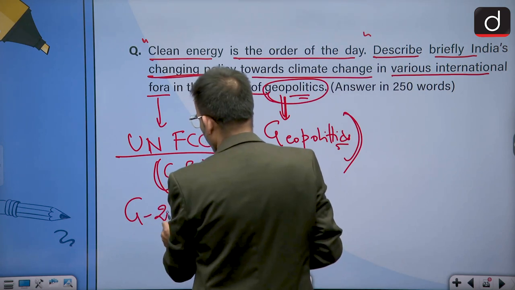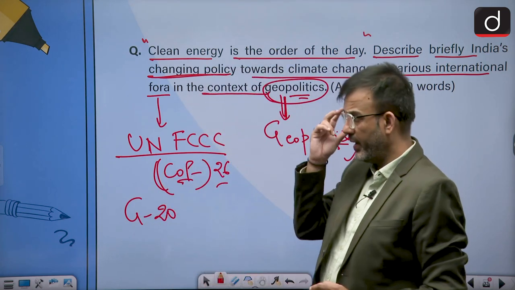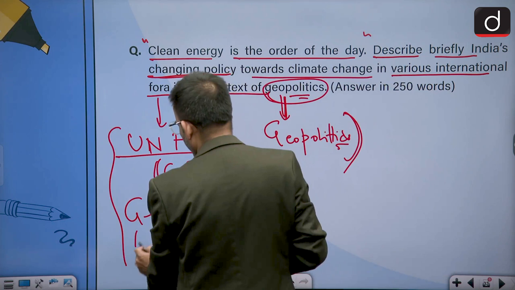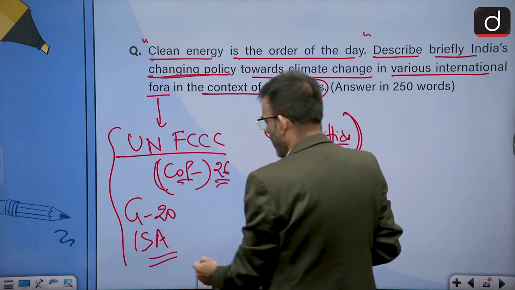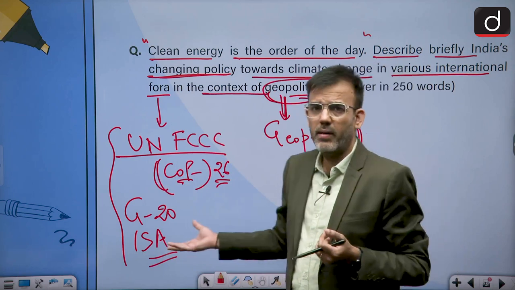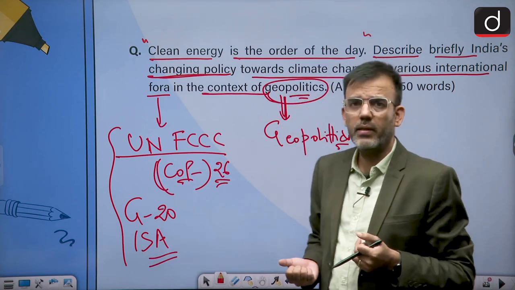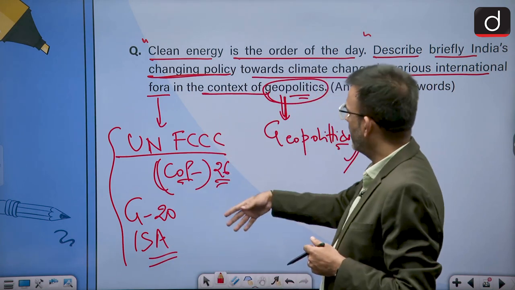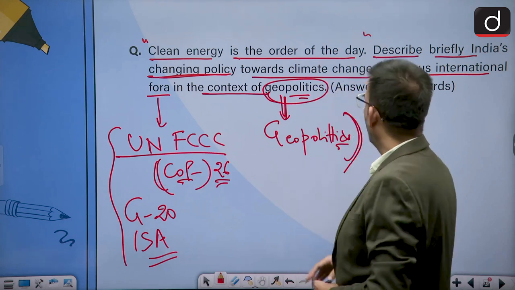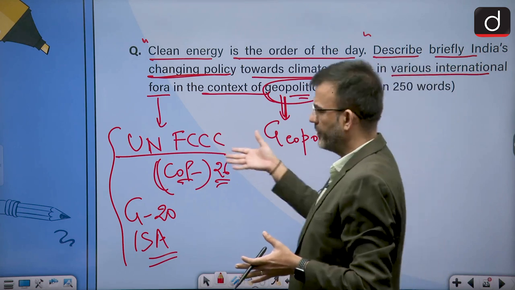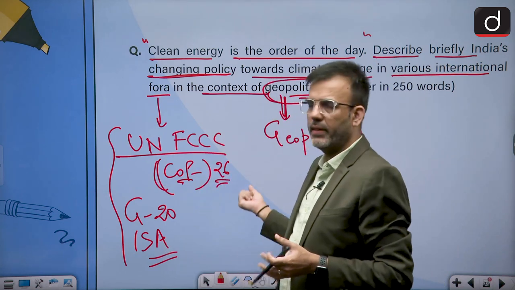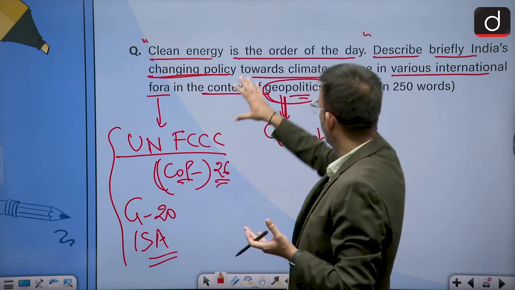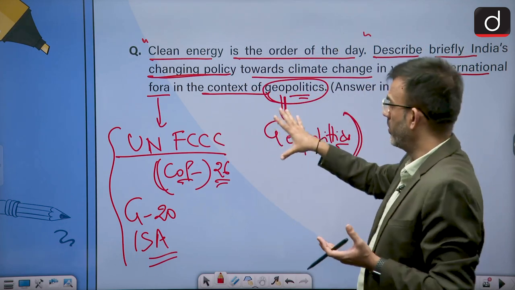Then, G20 is becoming very important for climate change related discussions and deliberations also. So, UNFCCC, G20, then India has overall masterminded and is a very pivotal force in creating the International Solar Alliance. All these forums and groupings are discussing climate change politics, and the stand of India in recent times has definitely seen a sharp change, a paradigm shift we can say. That is the crux of the question, there is no doubt about it.